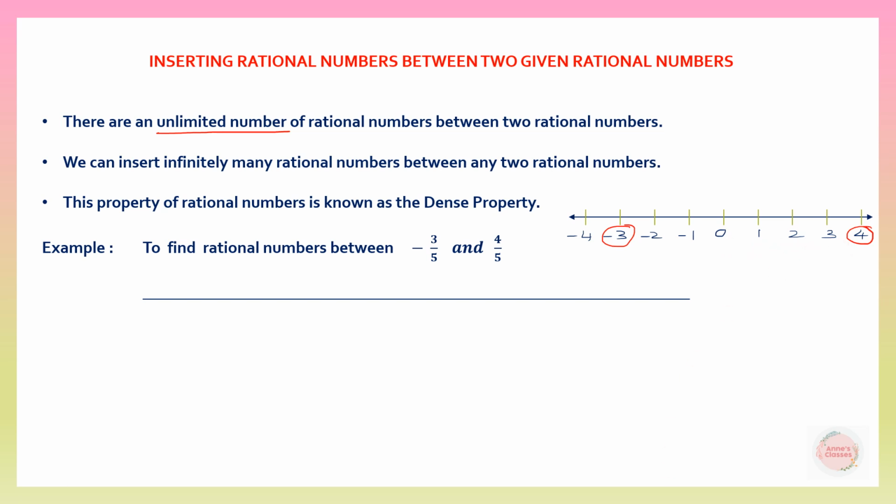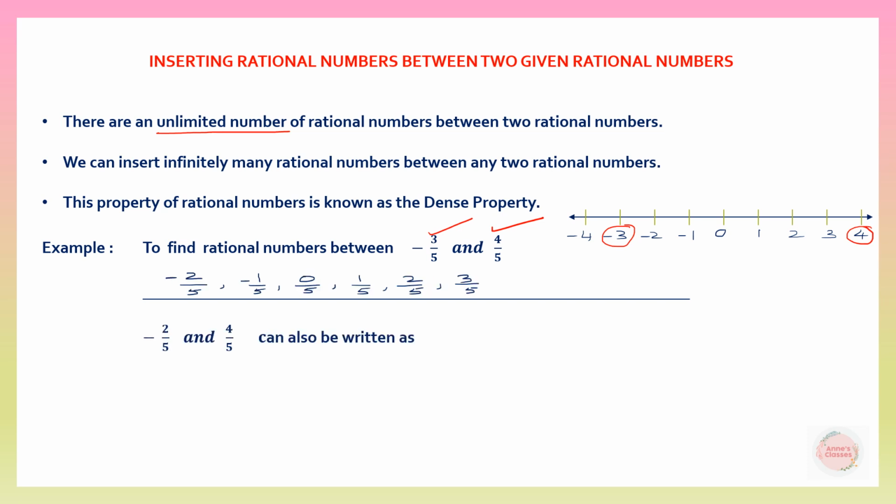So let's write that. To find rational numbers between minus 3 by 5 and 4 by 5, we'll have minus 2 by 5, minus 1 by 5, 0 by 5, 1 by 5, 2 by 5, and 3 by 5. So these are rational numbers between minus 3 by 5 and 4 by 5.